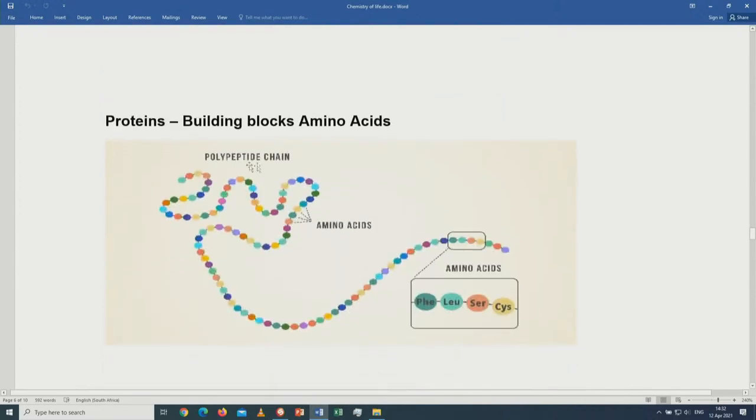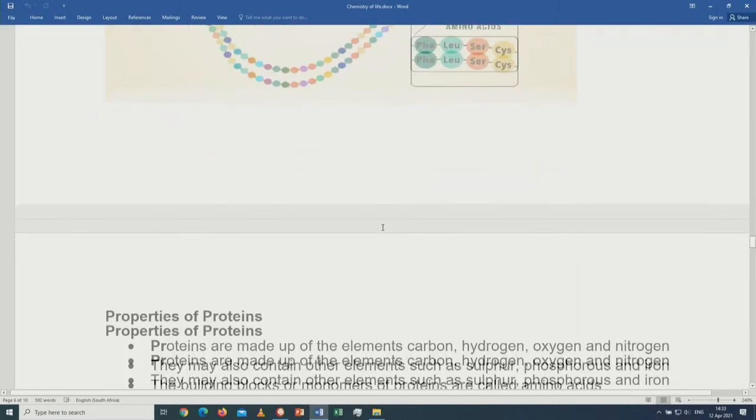Coming to the proteins, the building blocks are the amino acids. These are the amino acids. Two amino acids are called a dipeptide. Many amino acids, as you can see here, are called a polypeptide. Here you can see the bonds. The bonds between the amino acids are called peptide bonds. In order for a protein to be formed, 50 or more amino acids are required.